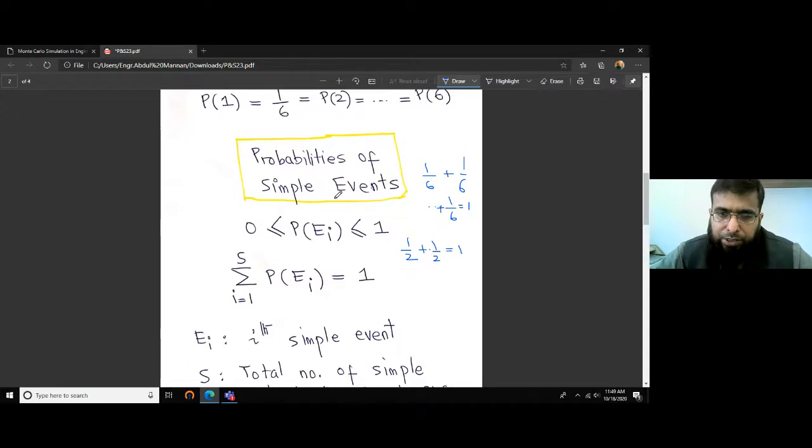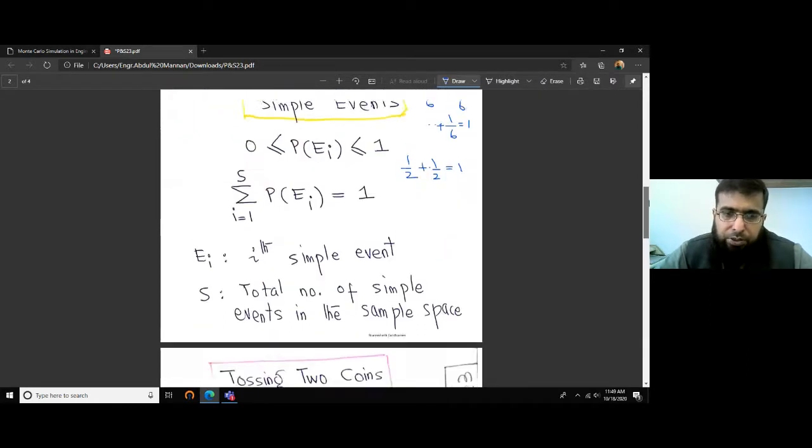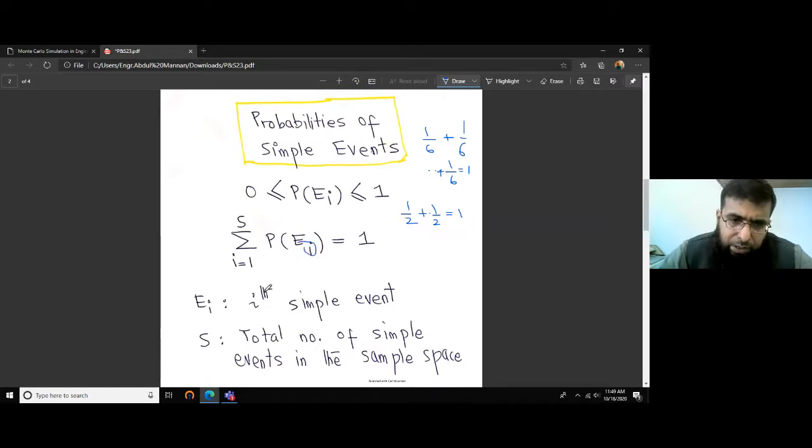A simple event is an event that is the outcome of a single repetition of the basic experiment. So Ei, where I have written i, means the ith simple event, that is one of these six simple events that we have studied in the case of a die, or one of the two simple events that occur in the case of a coin toss. The total set of simple events is the sample space. We have already studied that S is the space containing all simple events. So if we add the probabilities of all simple events present in the sample space, your answer would be one, like we have studied in the case of a die roll and a coin toss.